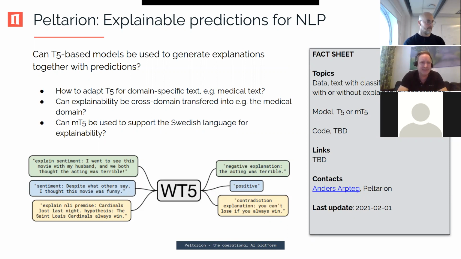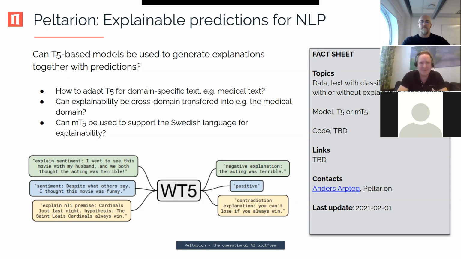And T5 is this transformer-based model that is basically state-of-the-art for most kinds of NLP tasks, and it's also generative. So because it's generative, it can not only do classification and regression tasks, it can also generate text. And I'm not going to say GPT-3 here, but you can think GPT-3. But in this case, it means it can actually generate an explanation.